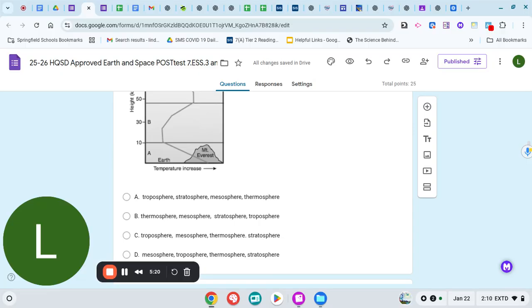C would be troposphere, mesosphere, thermosphere, stratosphere. If you think it's that one, then you're saying layer A is the troposphere, layer B is the mesosphere, layer C is the thermosphere, and layer D, which is above, is the stratosphere. Or is it choice D? If you choose choice D, it's mesosphere, troposphere, thermosphere, stratosphere, meaning layer A is the mesosphere, layer B is the troposphere, layer C is the thermosphere, and layer D is the stratosphere. I'm not going to read all of those just because it's a long one. Go ahead and pause and rewind if you need to hear those choices again, but pause and scroll, answer, come back.